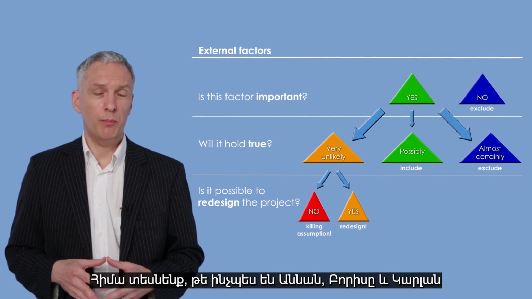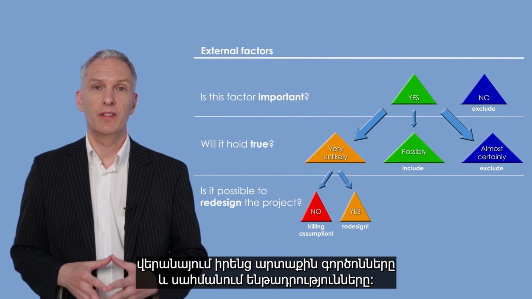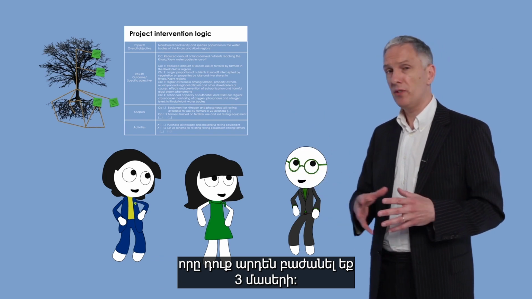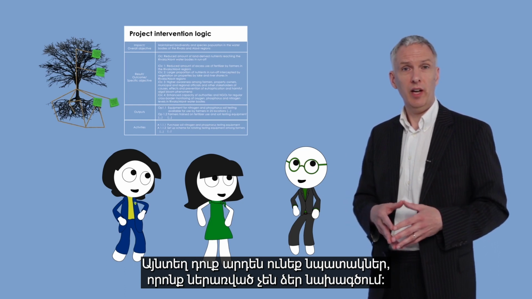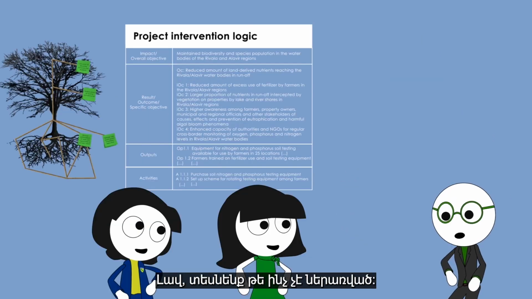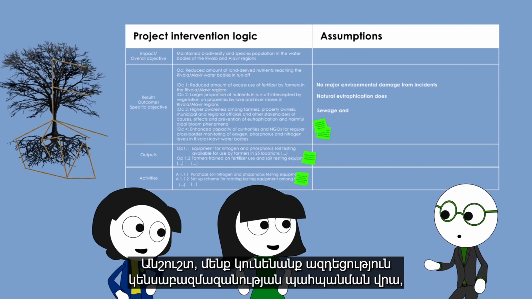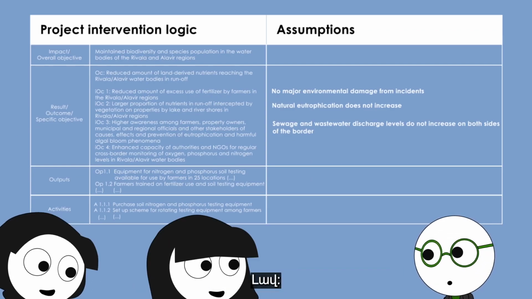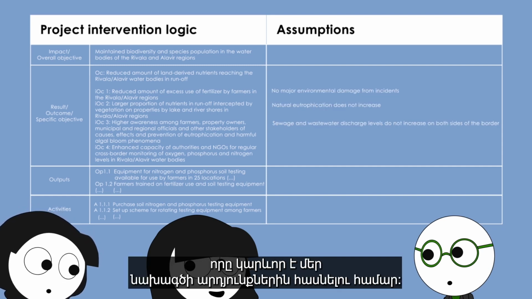Let's now see how Anna, Boris and Carla review their external factors and define assumptions. Okay, so let's go back to the objective tree, which you have already divided into 3 parts. There you already had objectives that are not included in your project. Start from these objectives to formulate assumptions that may affect your strategy. Okay, let's see what is not included. For sure, we will only have an impact on maintained biodiversity if the other elements outside our project control remain stable.